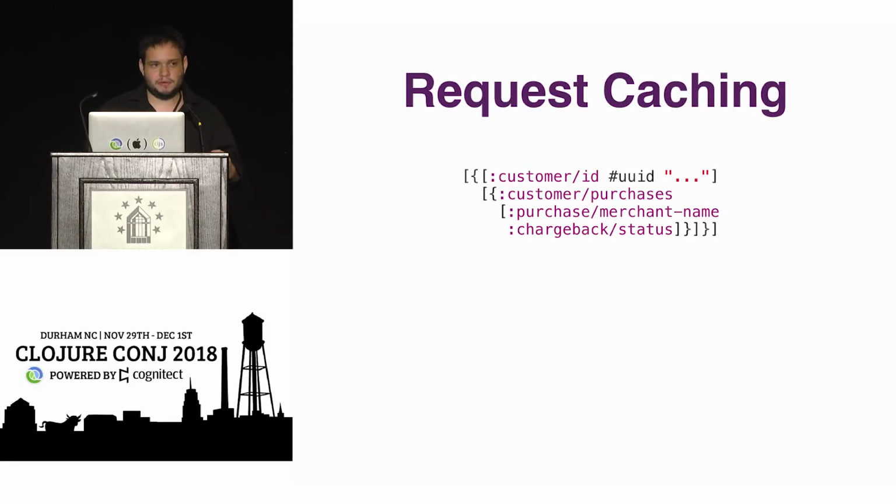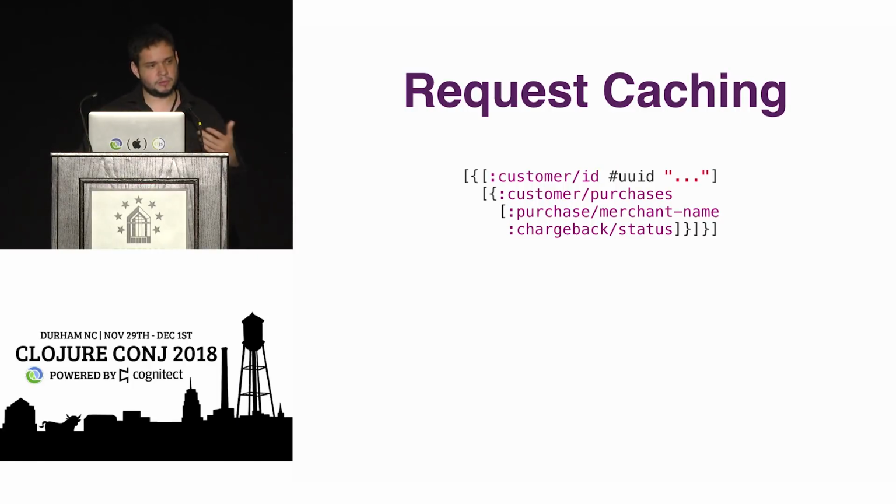Remember that I told you before about the chargeback relationship. So let's look at this query. This query starts by providing a customer ID at the first level. And from that customer, we are asking for all the purchases that customer made. And for each purchase, we are asking for the merchant name and the chargeback status.